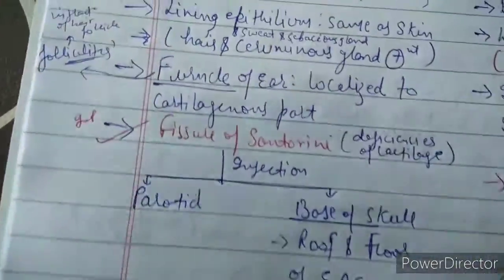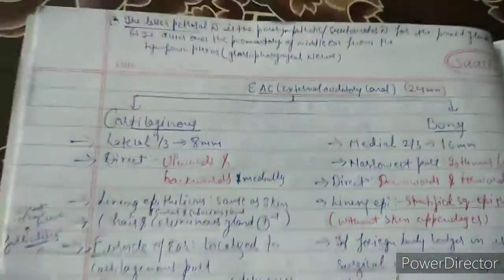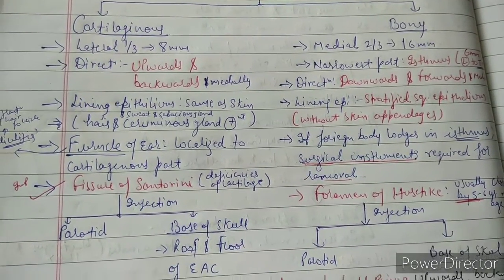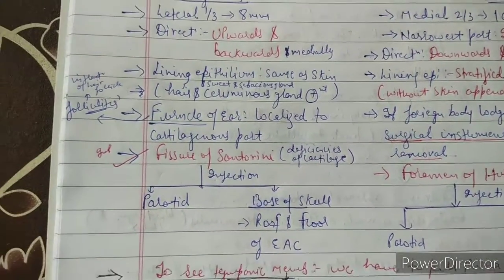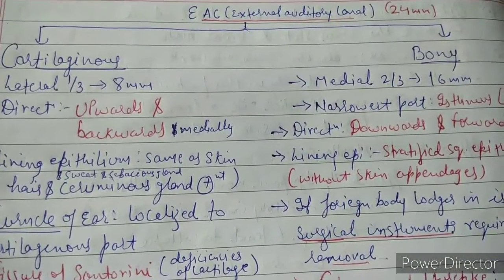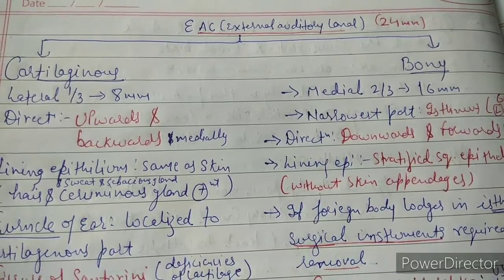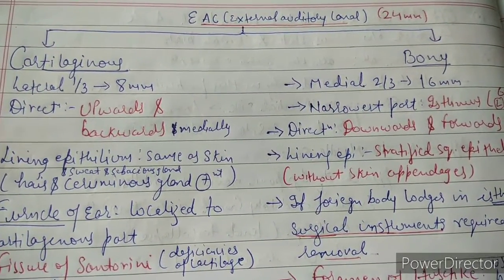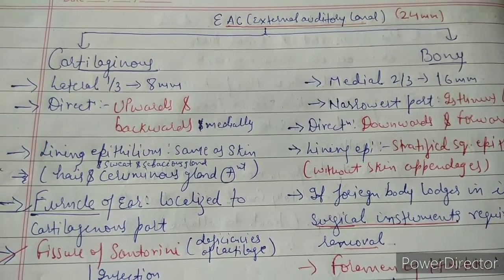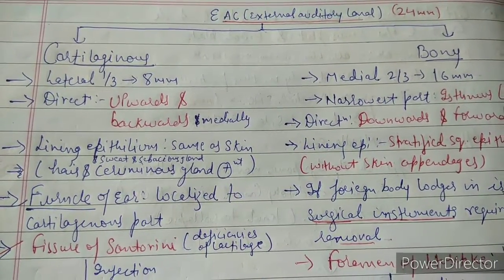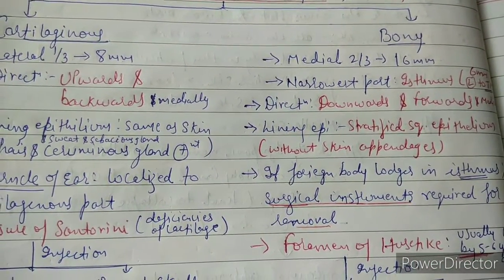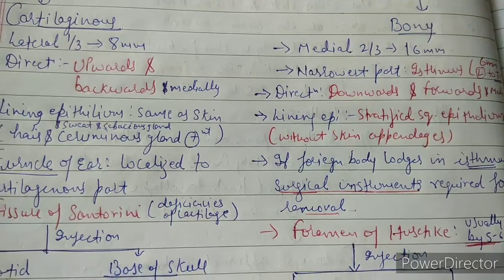As we have seen, the external auditory canal is divided into two parts, the cartilaginous part and the bony part. First of all, the length of the external auditory canal is 24 millimeters. The length of the cartilaginous part is 8 millimeters, that is 1/3 of the total, and the length of the bony part is 16 millimeters, that is 2/3 of the total.